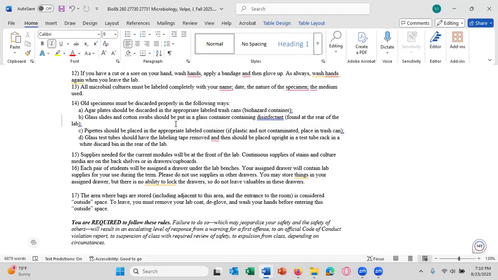Supplies needed for the lab will be in the front of the lab. Each pair of students will be assigned a drawer. In the drawer, you will have writing utensils and paper. You may not take the writing utensils, the paper, or your notes home.